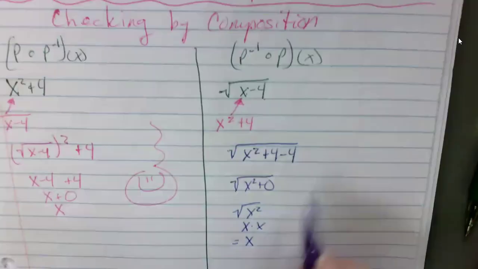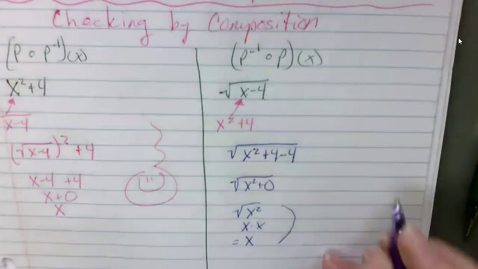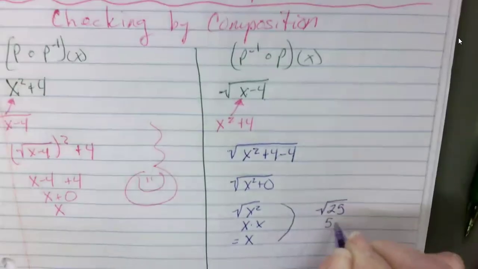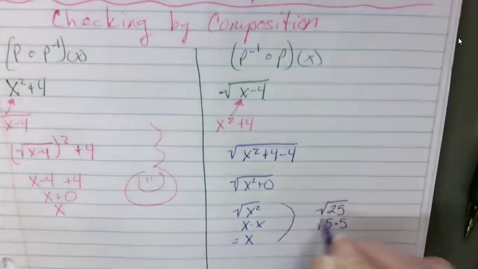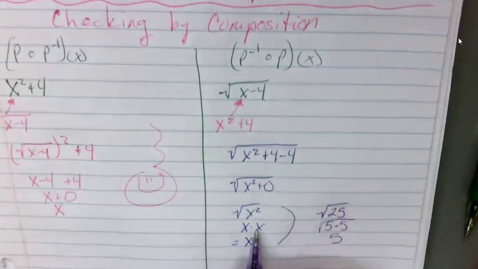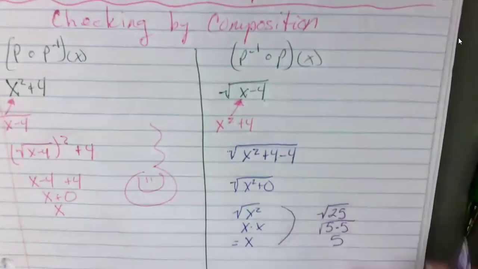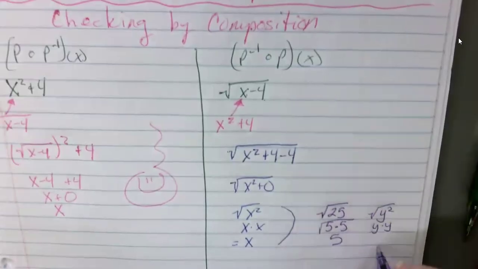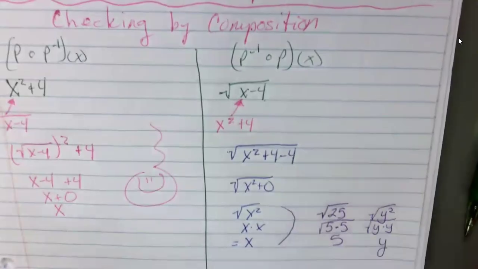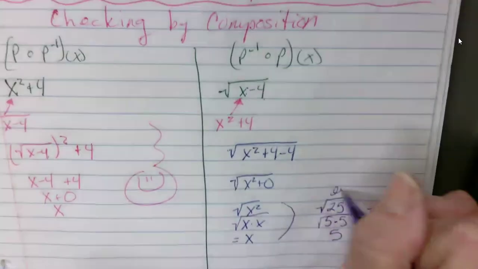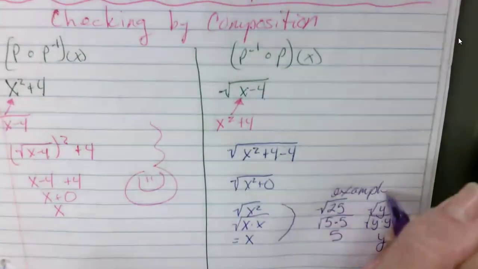If I lost you here, let's think about that in real numbers. If I had the square root of 25, that is 5 times 5. The square root of 5 times 5 is 5. So when you have matching numbers underneath, you take out just 1. We have matching 5s, we take out 1. The square root of y squared is y times y, so it's just a y. These are just examples in case you needed to see it better.